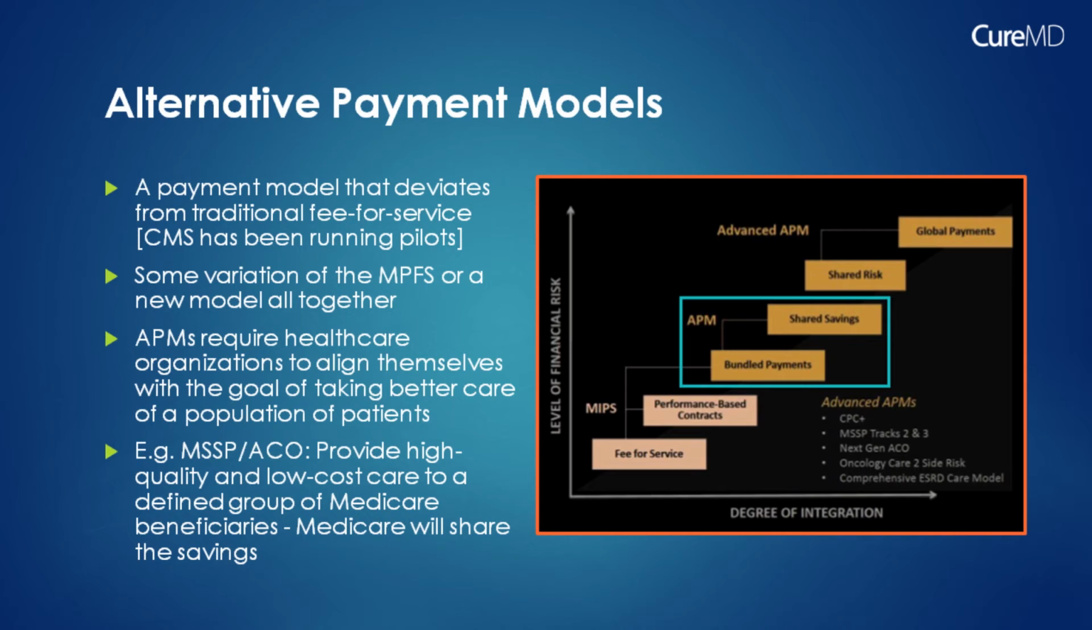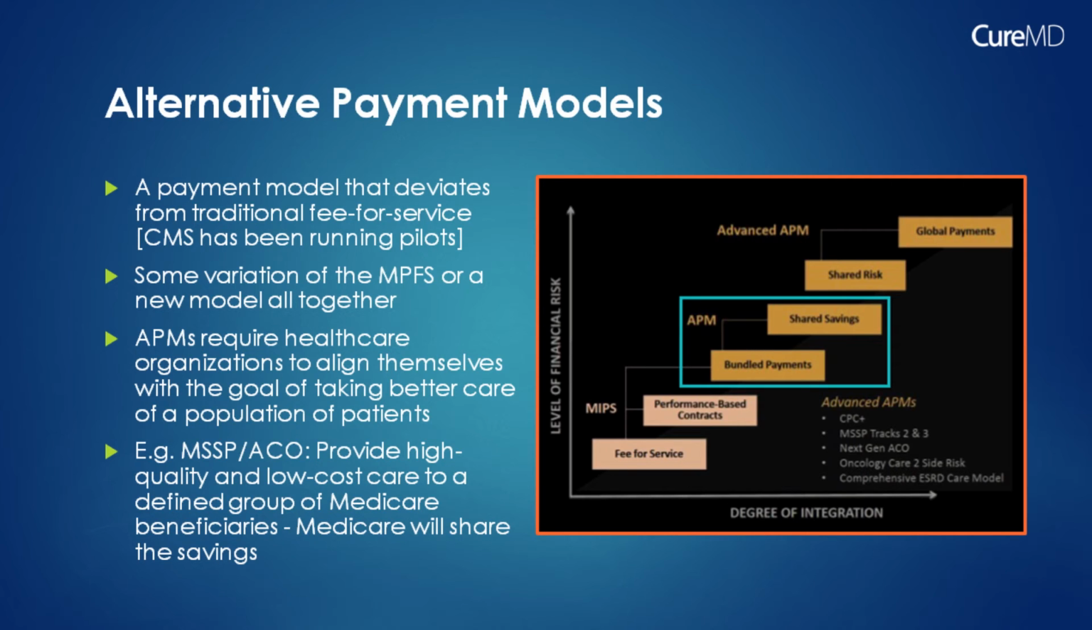Okay, so we're going to now shift over, and we're going to talk about the other track, the other side of the fence, which is the alternative payment models. More specifically, advanced alternative payment models, but I want to start off with alternative payment models. And a lot of you would have heard about ACOs, so that's an example of what alternative payment models are, but that's just one type.